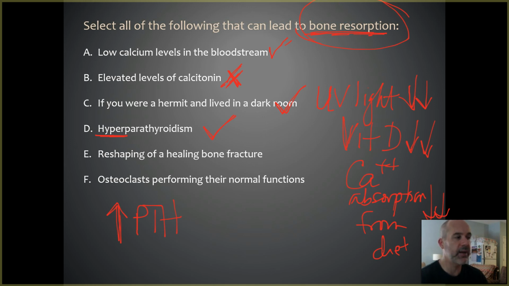How about the reshaping of a healing bone fracture? Yes, that's part of the bone repair. Go back and take a look at that as well. Osteoclasts are involved in the shaping of bones. Bone resorption takes place to help restore bones to their original shapes. Osteoclasts performing their normal functions. Yes, bone resorption, that's what they do. They trigger bone resorption. That's their job.